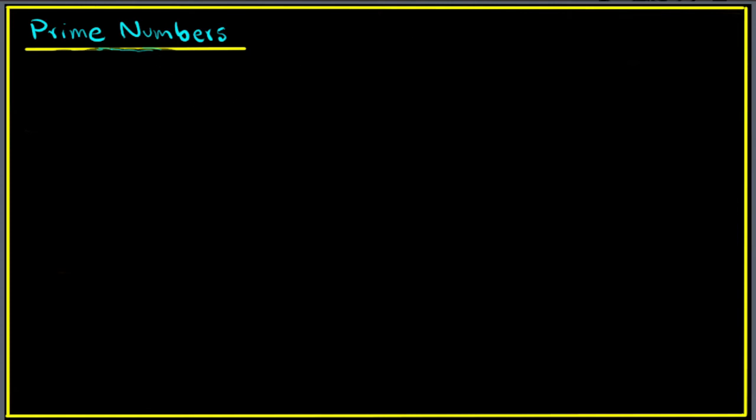So let's actually learn how to identify prime numbers and, more importantly, how to understand what prime numbers are. Prime numbers are just a category of numbers that we have created ourselves. It's not something that we discovered, it's just something that we created.